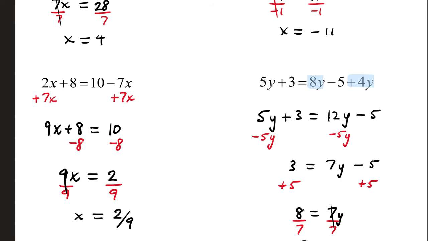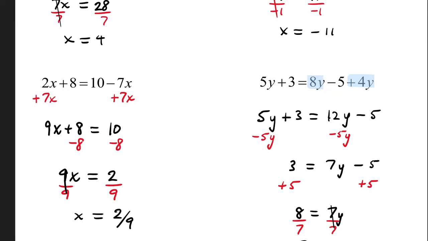The example at the bottom right, the left side has a variable term and a constant. The right side of the equation has 2 variable terms and a constant. This 8y plus 4y, you can go ahead and consolidate that into 12y. We have variable terms still on both sides, so pick a side for your variables. In class, you guys chose to move them to the right. So to do that, we move 5y over by subtracting it. Do the same thing to both sides. 3 equals 7y minus 5.